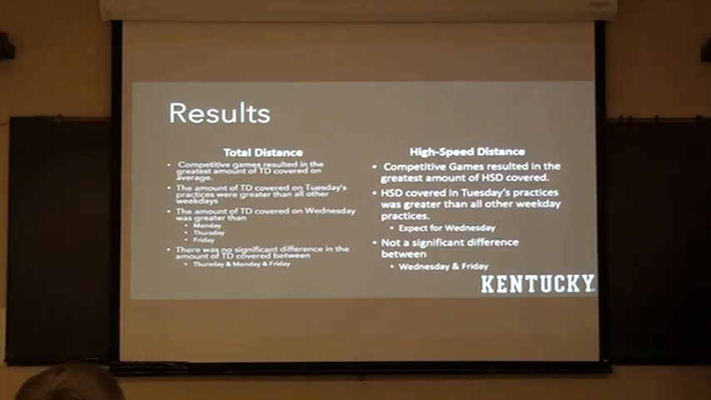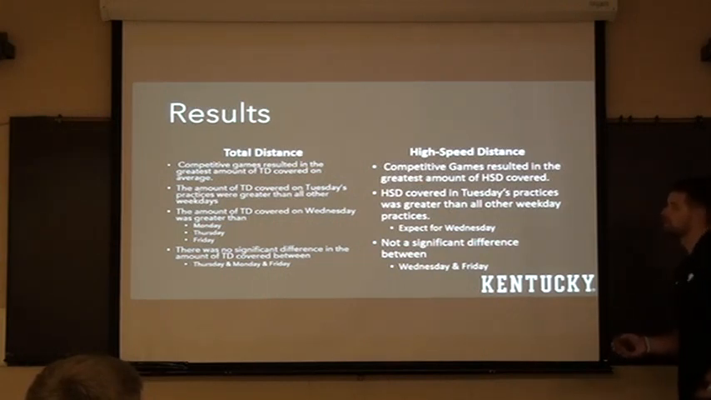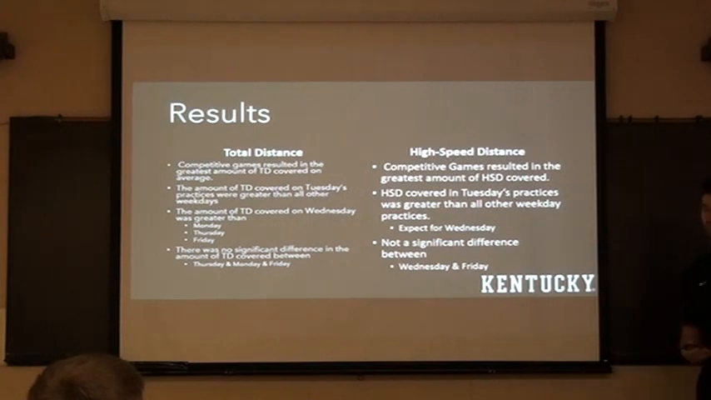Going through these results really quick, as assumed, competitive games did have the most distance and high-speed distance, which was assumed. The amount of total distance covered on Tuesday's practices was greater than all other weekdays. Again, this was sought out. These were the days that we were supposed to get after it. The amount of total distance covered on Wednesday was greater than Monday, Thursday, and Friday, but was not statistically different from Tuesdays. Again, this was intended; we wanted that to be a high volume day.